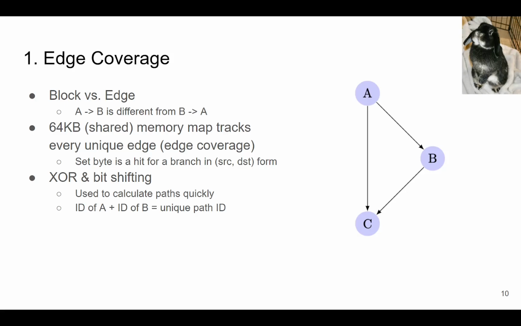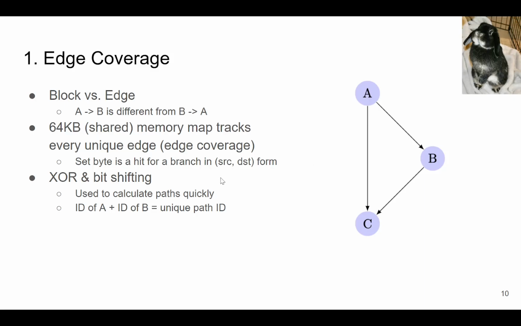To solve this, AFL uses a bit shift operator. It takes the current block ID, shifts its binary bits to the right, and then XORs it, preserving the directionality so that A to B is completely different from B to A in the memory map. And I thought this was a really cool technical trick that AFL utilizes.